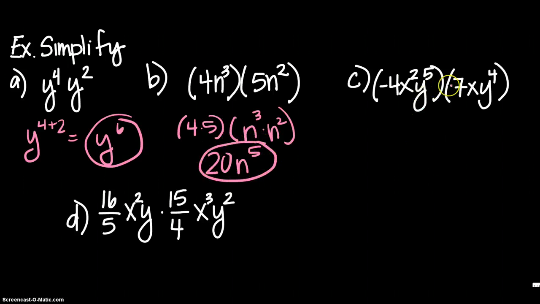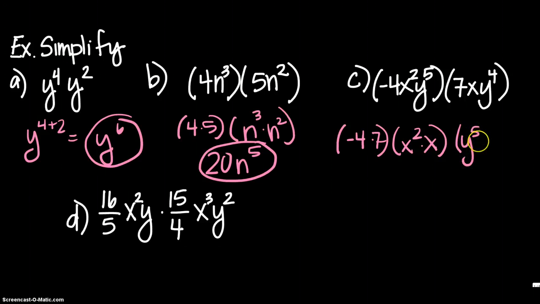Okay. Next one, same thing, we'll group our numbers together. -4 times 7. Okay, then we have x squared times x. And then, so those are like bases. We have y to the 5th, y to the 4th. Okay, remember, -4 times positive 7, -28. X squared times x is x cubed. Okay, y to the 5th, y to the 4th, add those two together, we have y to the 9th. Final answer.